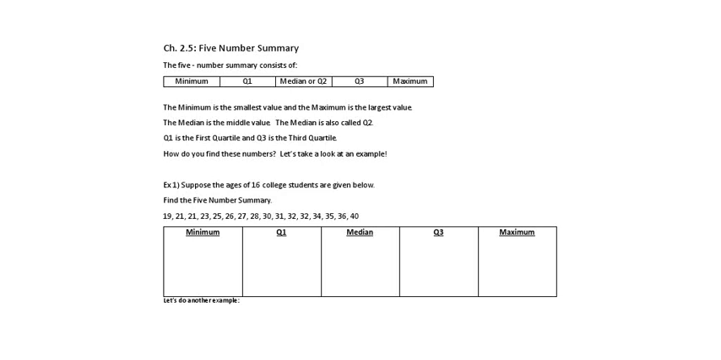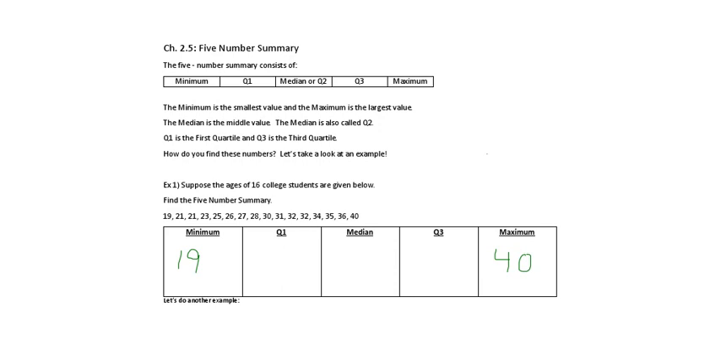Suppose the ages of 16 college students are given below. Find the 5-number summary. Okay. Well, obviously, I can tell that the minimum is 19 and the maximum is 40. So now we're going to have to find the median, and that's the next step.